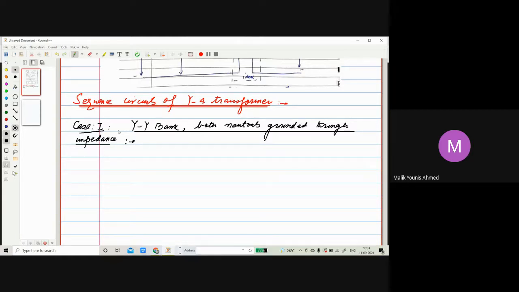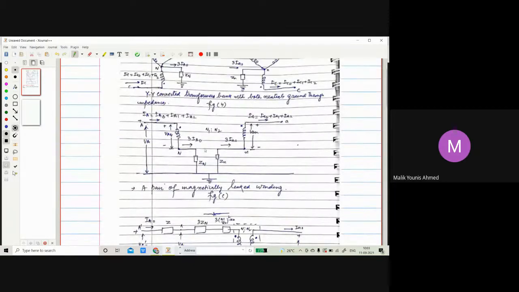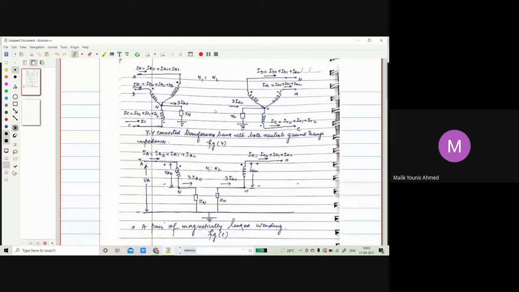Now, we're talking about figure B. You can see this is a star connected load on this side, and a star connected bank on this side. This is the HV side and this is the LV side. It is a star connected transformer bank with both neutrals grounded through impedance Zn. Here the neutral is also grounded through impedance Zn.